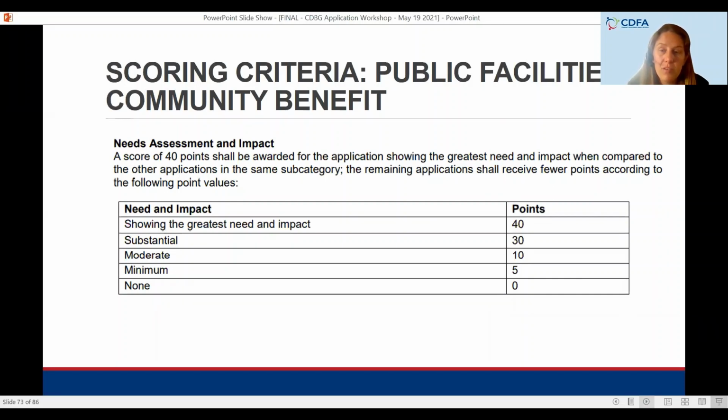So the first category, we discussed it at length, so I won't anymore, is again that community index score of up to 70 points. The second is similar to the housing, so that's a project showing the greatest need and impact will receive 40 points. The next, substantial need, 30, moderate 10, minimum 5, and no need and impact will receive 0 points.